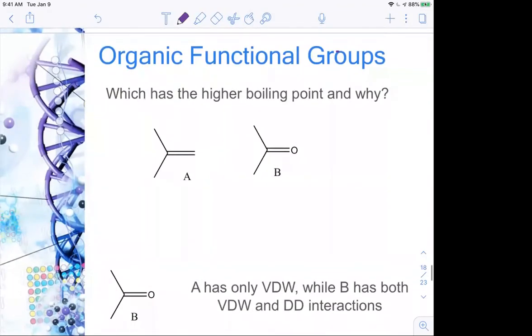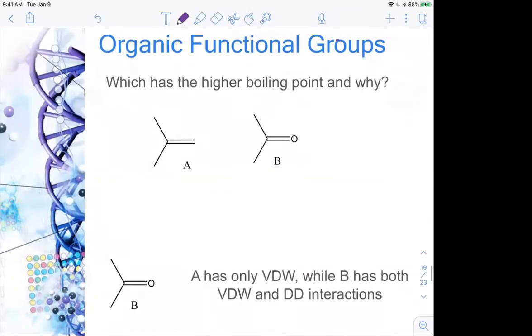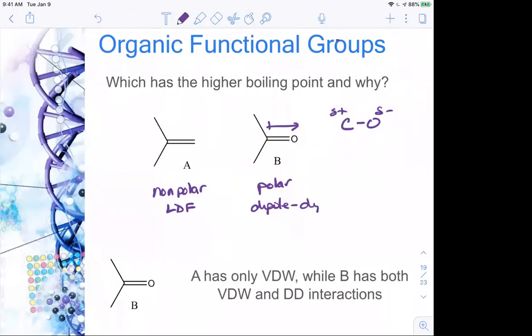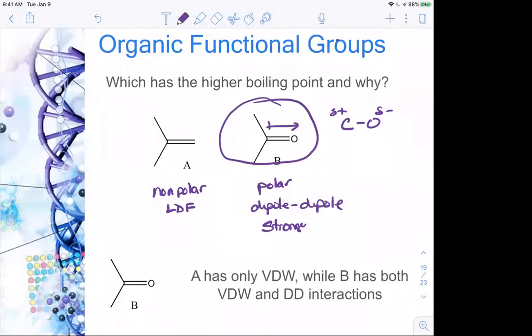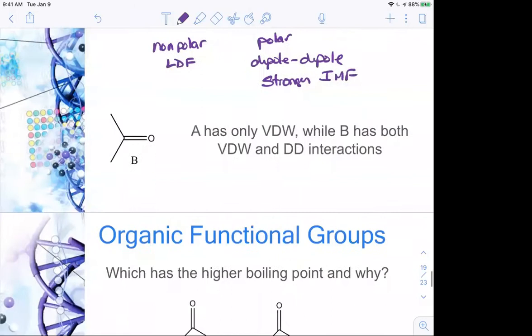So which has a higher boiling point? This is completely nonpolar. It only has London dispersion forces. This has a polar carbon-oxygen bond. So this is polar, and it has dipole-dipole, right? So this is going to be higher because it has the stronger intermolecular force. So again, you need to assess this.